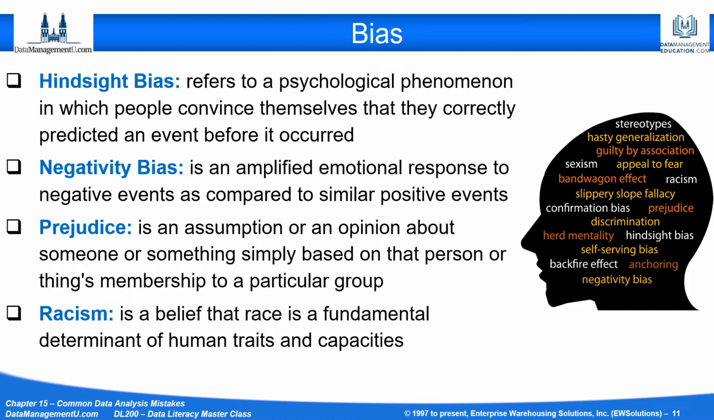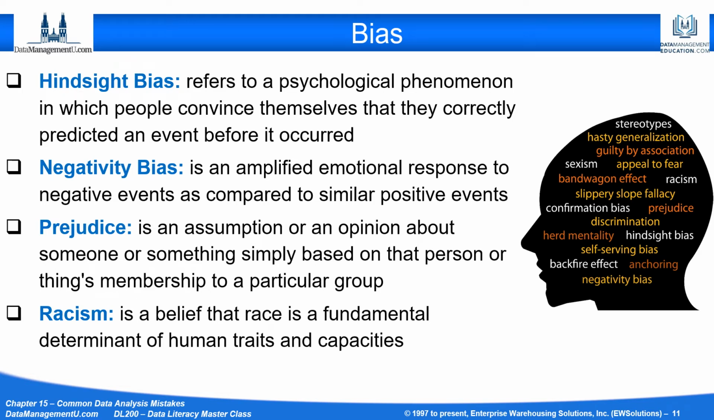Hindsight bias refers to a psychological phenomenon in which people convince themselves that they correctly predicted an event before it occurred. I knew so-and-so would win the Super Bowl. That's really easy to say after it happened. So hindsight, I gave kind of a simplistic example, but we certainly see this in data analysis as well, is where people try to convince themselves that they correctly predicted something before it occurred, but they're doing it after the fact.